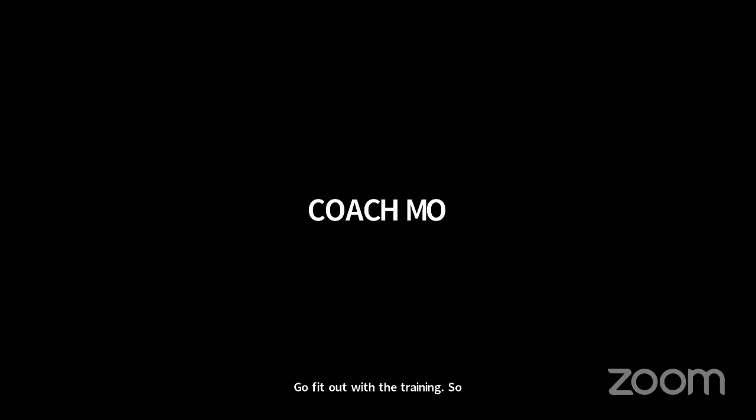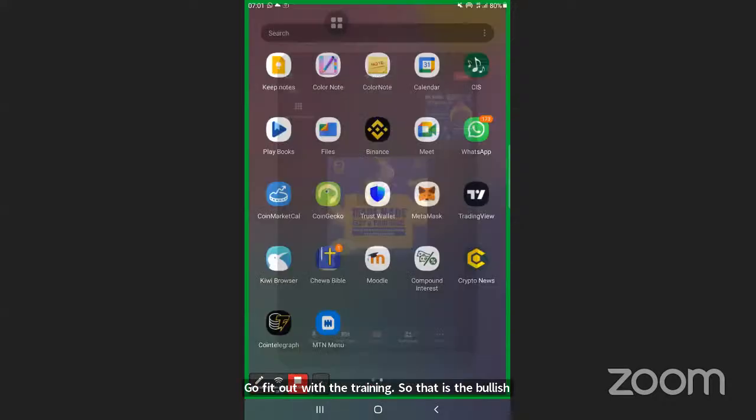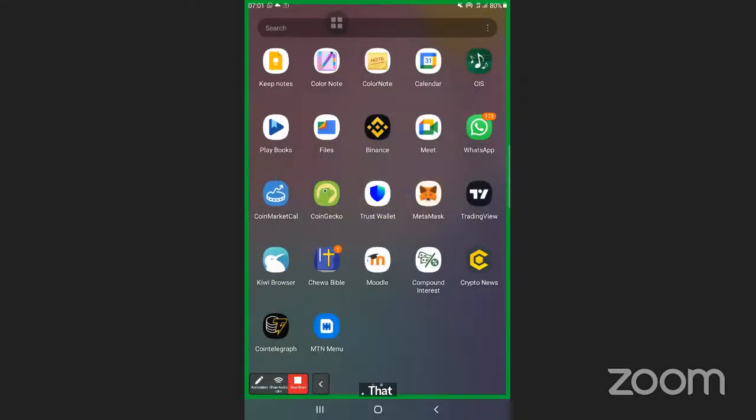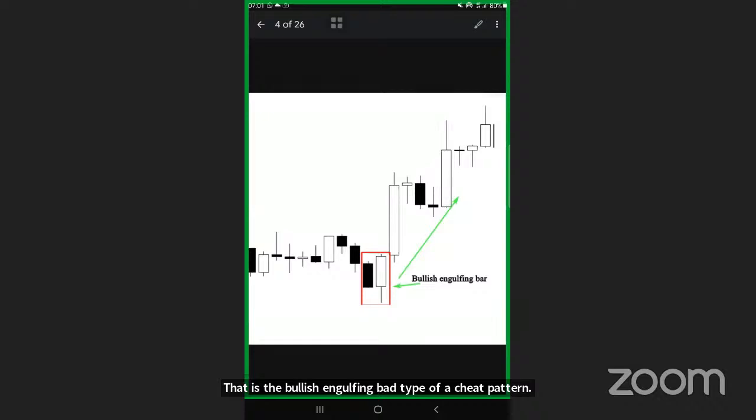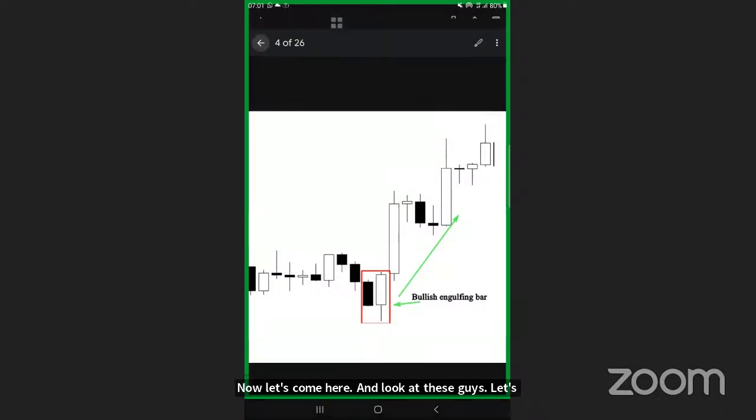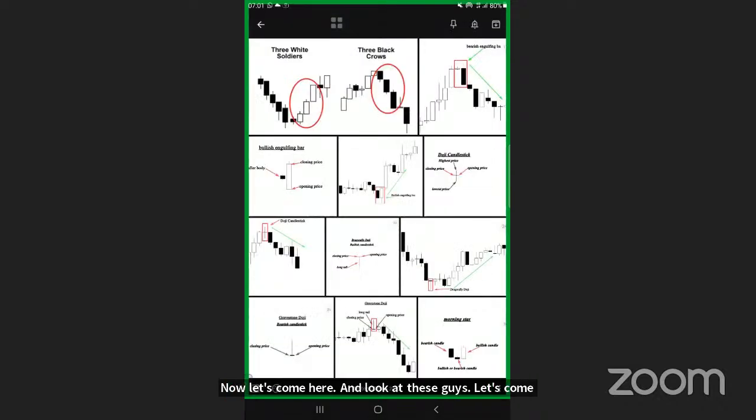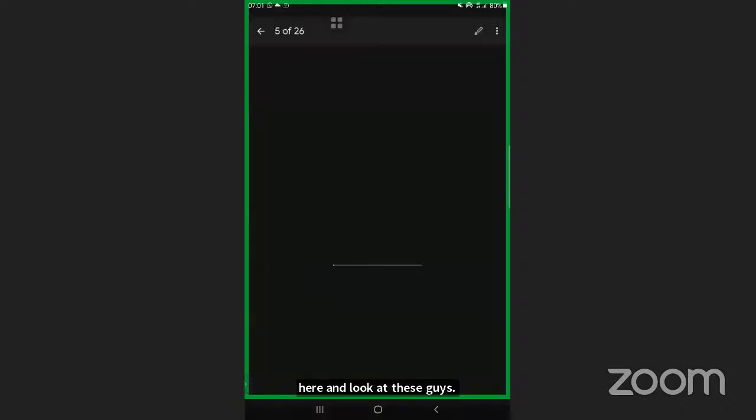So that is the bullish engulfing bar type of a chart pattern. Now let's come here and look at these guys here.